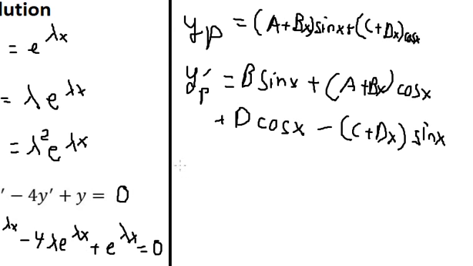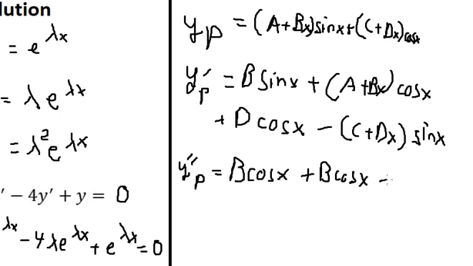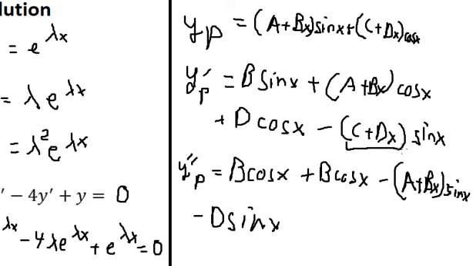Now we go to second derivative. We do first derivative of sin x. We have cosine x. We do first derivative of a plus bx. We have b cosine x. We do first derivative of cosine x. We have negative sin x. And then we do first derivative of cosine x. We have negative sin x. We do first derivative of c plus dx. We have negative d sin x. And then we do first derivative of sin x. We have cosine x.